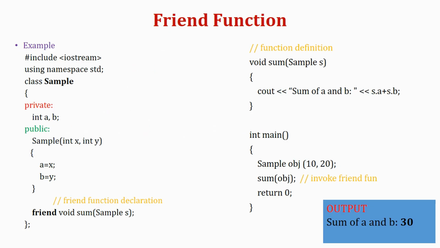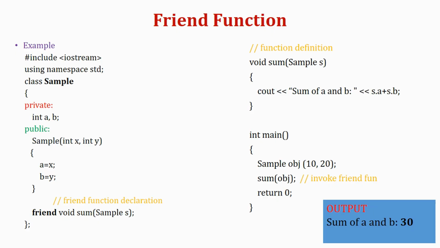For example, consider the class Sample. Here private is the access specifier where we declare two variables, A and B. It means A and B are private variables, so only member functions are allowed to access A and B. Next, public is another access specifier where we can define or declare functions. Here Sample is the constructor. Already you know the concept of a constructor, right? The class name and the constructor name should be the same, so the constructor name is Sample here.